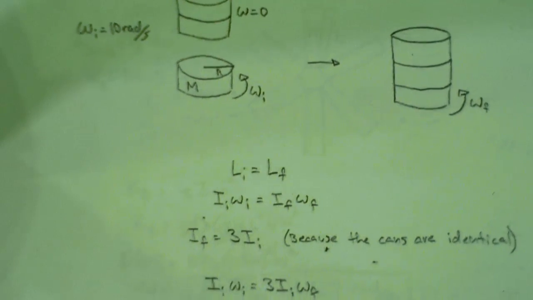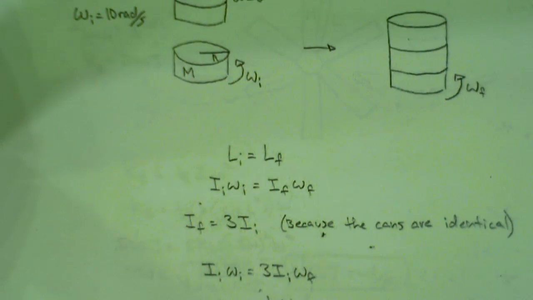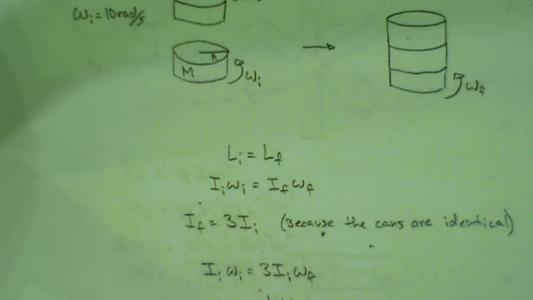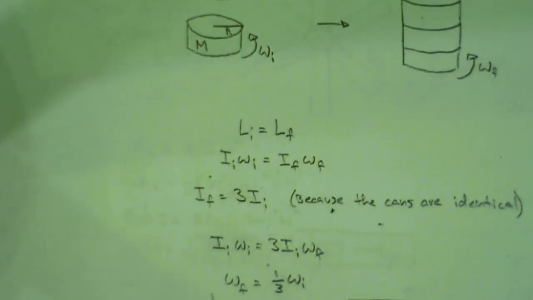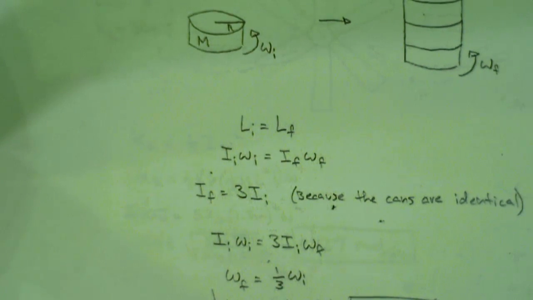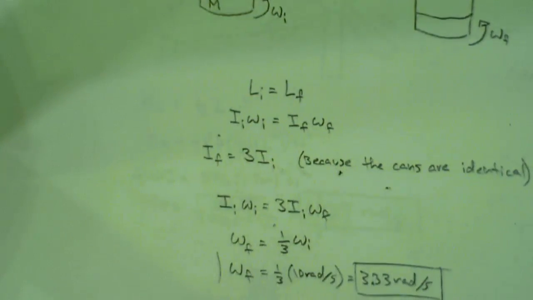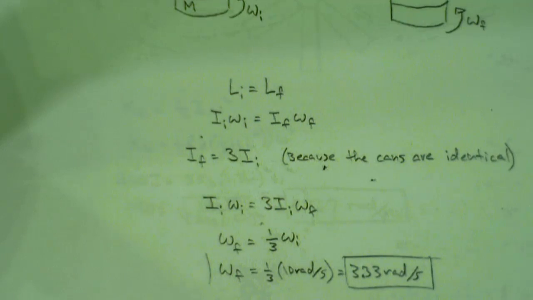All right, so then we can plug that in, right? And we notice something. The I's cancel out, right? So we have omega I equals 3 omega f. And then we can solve for omega f, and we're given omega I. So then we get omega f equals 3.33 radians per second.